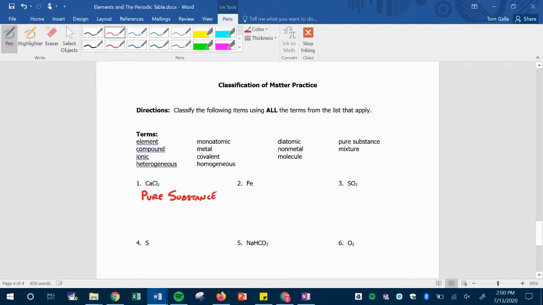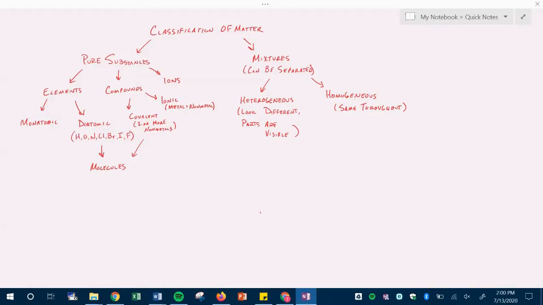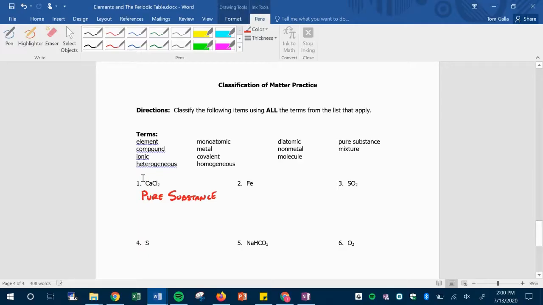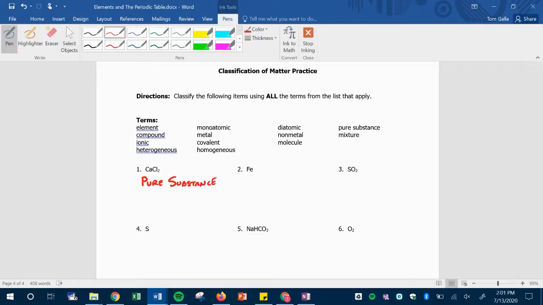Now let's talk about what comes after that. If we're following our flow chart and we just labeled it as a pure substance, then from there it's an element, compound, or ion. As we look at this one, hopefully we see that since it's CaCl2, it's two different things together. We already said that they're bonded together, so this has to be a compound.